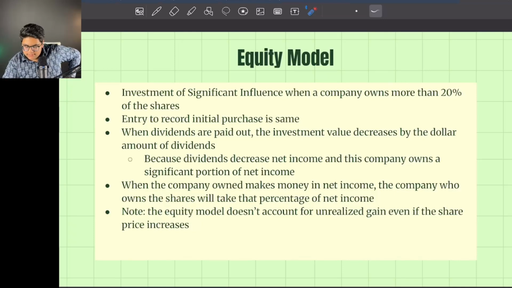Contrarily, when the company owned makes an increase in net income, the company who owns the shares, which is us, we will take that percentage of net income. So for example, if we have 30% of that company, that's significant influence, let's say they have $100K net income, we will take $30,000 of net income. So a quick note is the equity model does not account for unrealized gain, even if the share price increases.